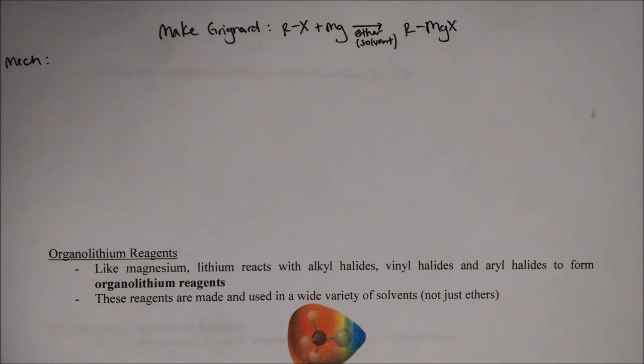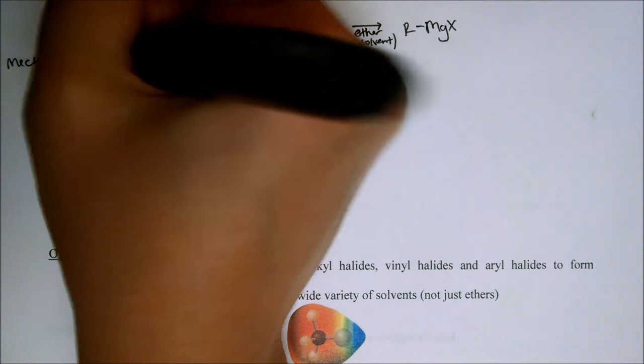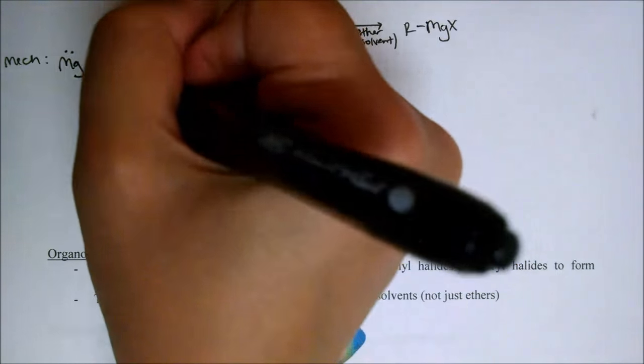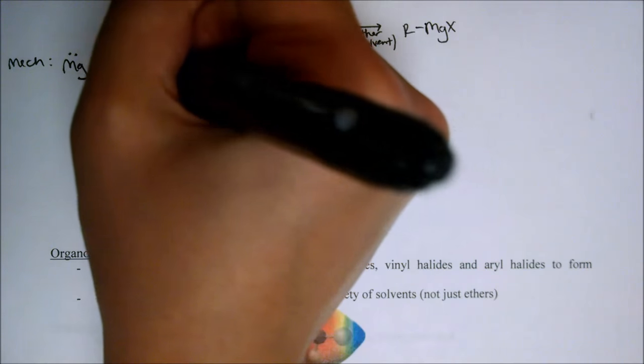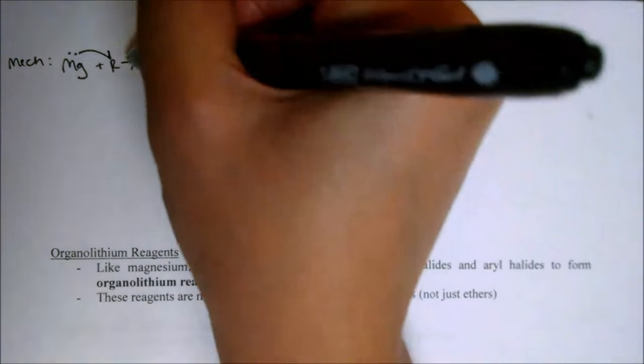So this mechanism is kind of like our sodium in liquid ammonia mechanism. It's going to have both half arrows and full arrows. Magnesium has 2 valence electrons, that's why it likes to make a 2+ cation. But regardless, we also have our halide, and what happens is that one of these electrons will go and attack the carbon. But we can't expand carbon's octet, so something has to happen.